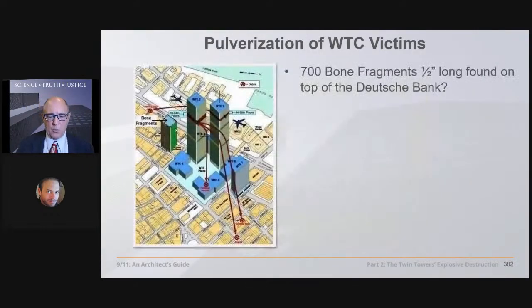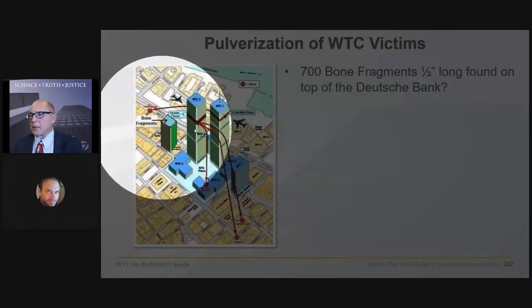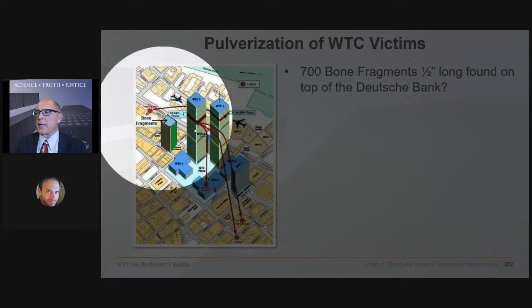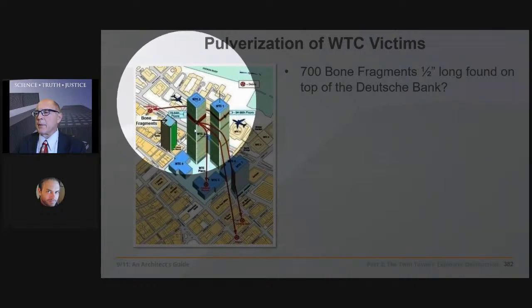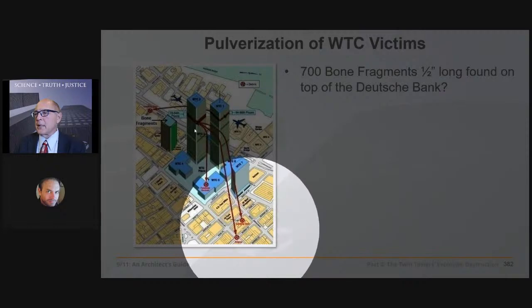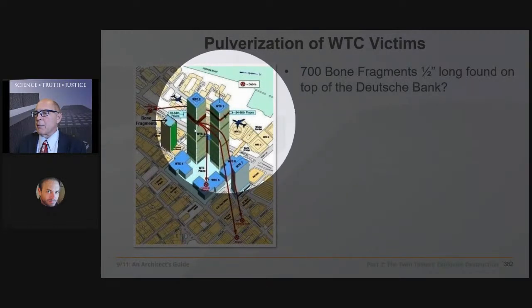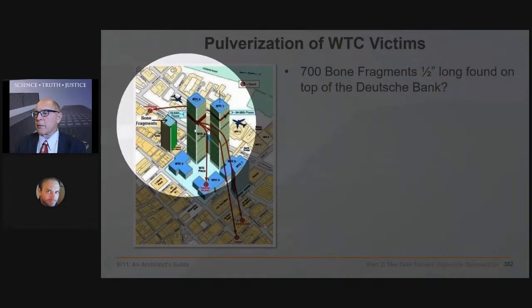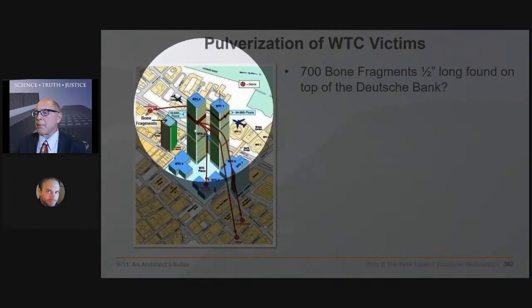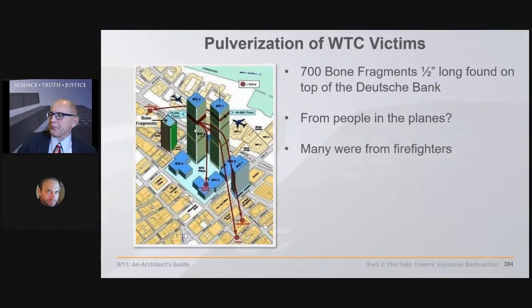Wait a minute. We have 700 bone fragments found on this building, the Deutsche Bank building. Well, they didn't come from the people in this airplane because it hit the South Tower and sent its ejections out this way. It didn't come from the people in this airplane, which hit the North Tower, because those ejections were blocked from hitting the Deutsche Bank building by the South Tower. So where did they come from?